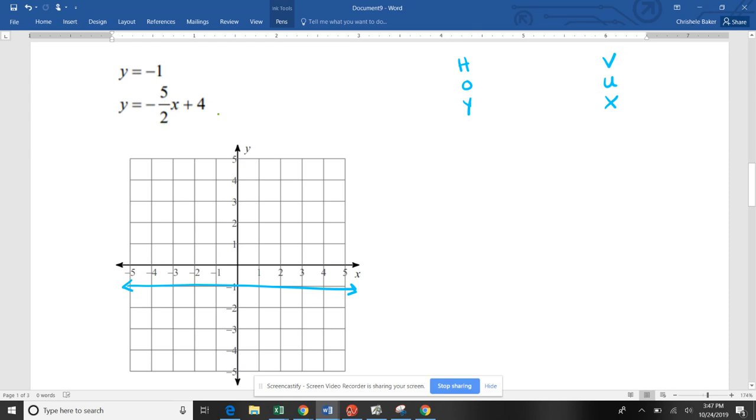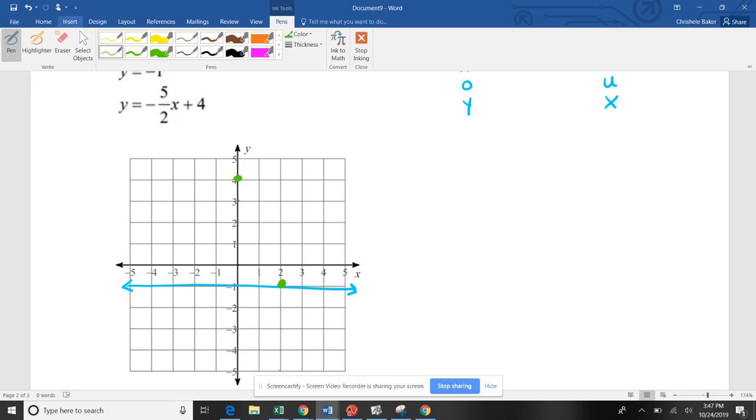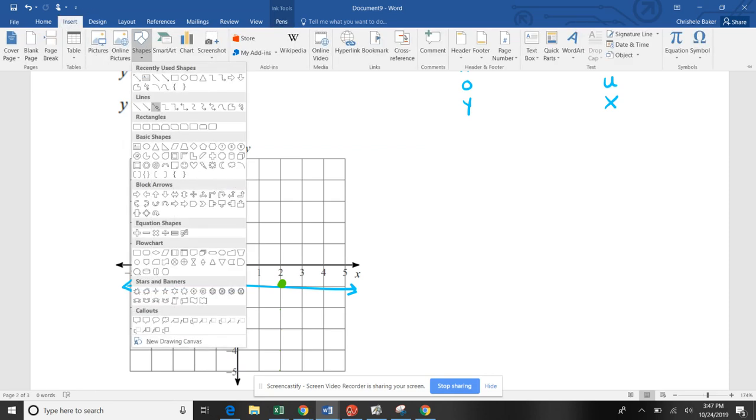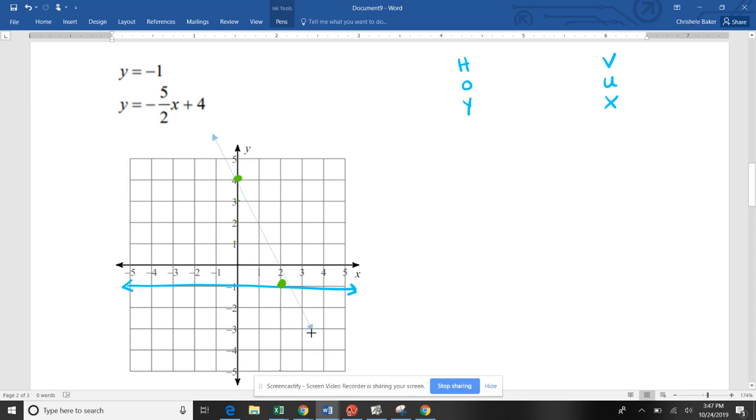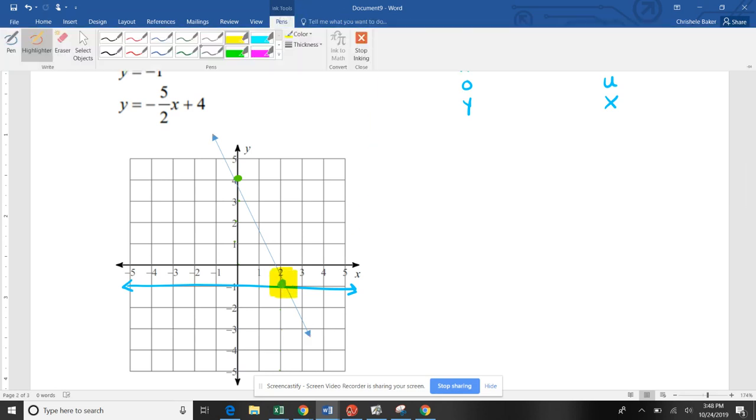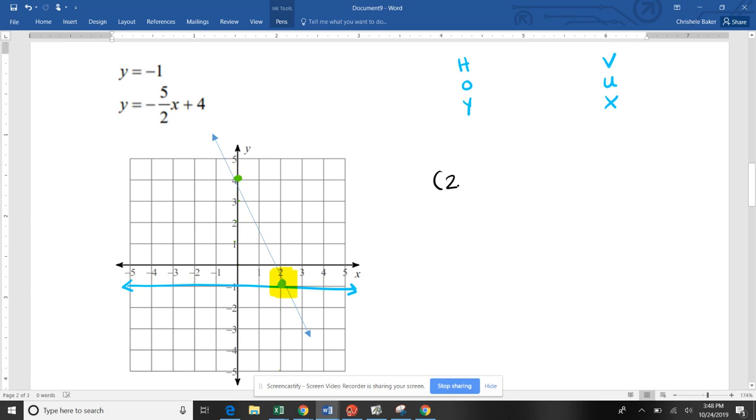Okay, -5/2x plus 4 has a y-intercept of 4 and a slope of -5/2. So 1, 2, 3, 4, 5, 1, 2, 1, 2, 3, 4, 5, 1, 2, somewhere down there. And of course, I'm going to connect that. And I see that my lines intersect. Oh, that wasn't the highlighter. I see that my lines intersect at this point of +2, -1.